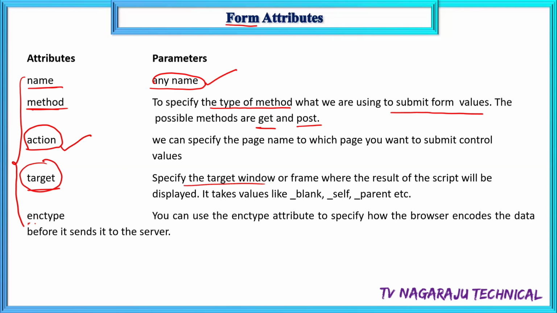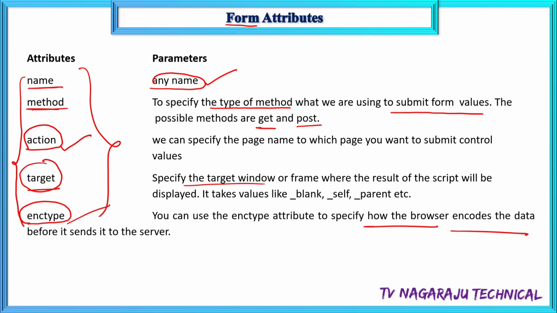And the last one, ENCTYPE, encryption type, means before sending the data to the server, it encodes the data. So this ENCTYPE specifies how the browser encodes the data. These are the form attributes. Anyway, we will discuss each and every attribute in detail.